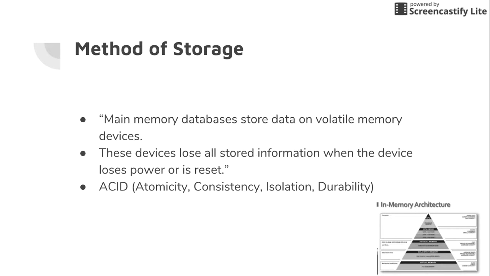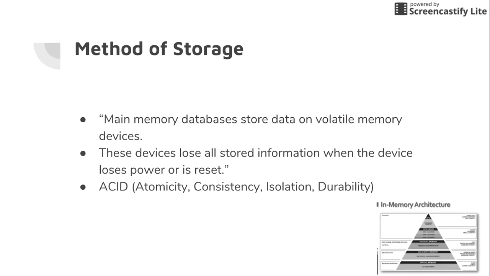So now that we know what an in-memory database is, let's talk about how it stores its data. The first question you might have from the new definition on the screen is, what are volatile memory devices? You already know what a main memory database is because I explained that on the previous slide, but volatile memory devices is another new term. So what is it? They are computer memory that requires power to maintain the stored information.